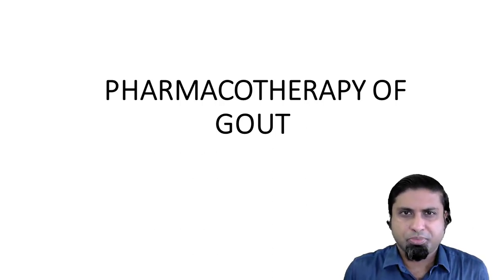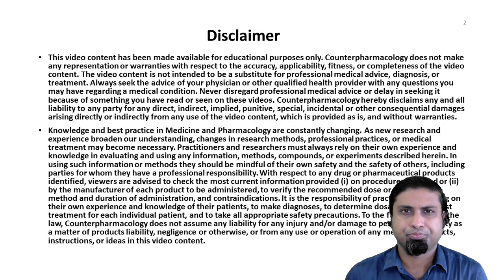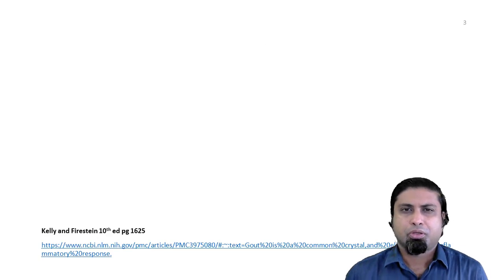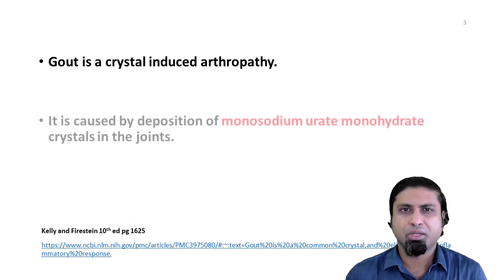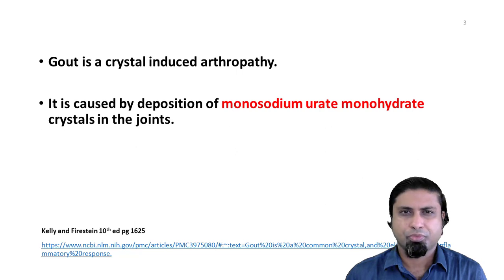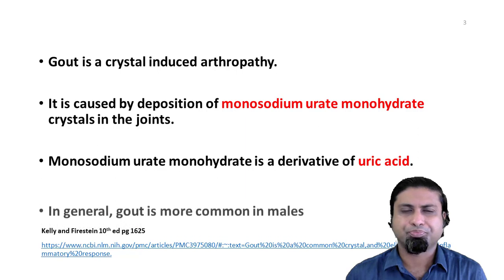In this video, we shall be discussing the pharmacotherapy of gout. Gout may be defined as a crystal-induced arthropathy characterized by the deposition of monosodium urate monohydrate crystals in and around the joints. Monosodium urate monohydrate is a derivative of uric acid. In general, gout is more common in males.